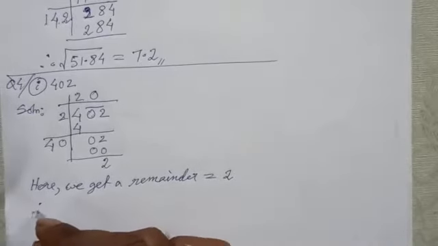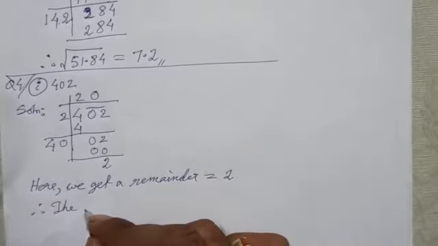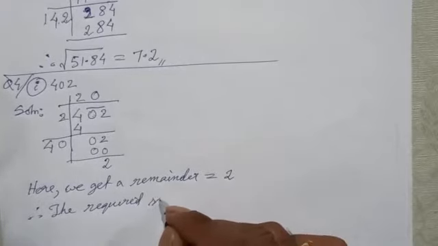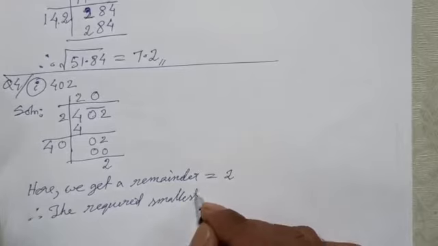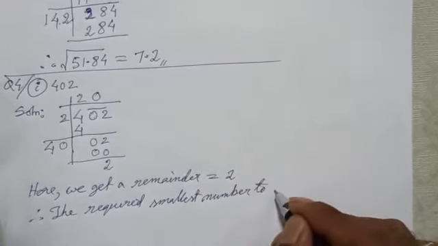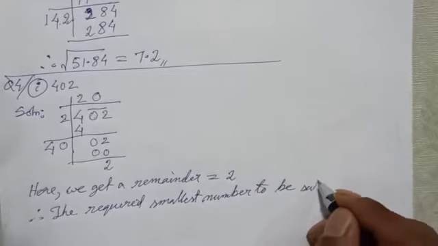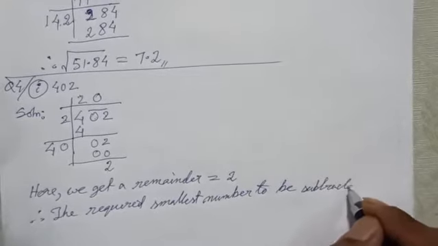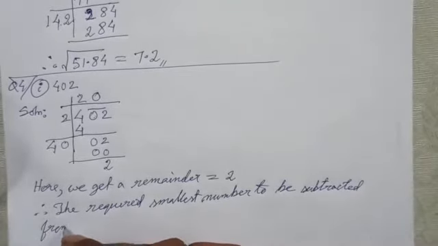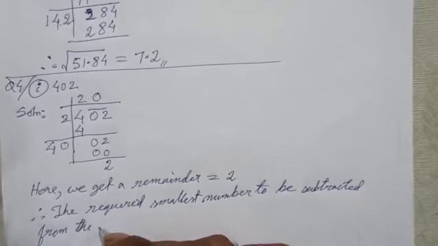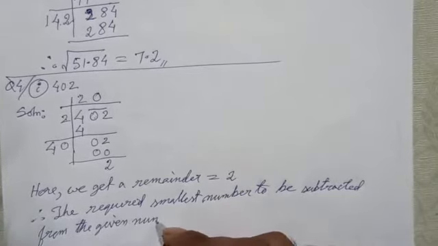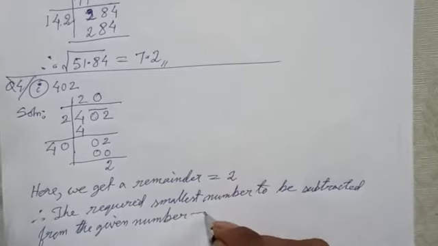Therefore, the required smallest number to be subtracted from the given number is equal to this 2.